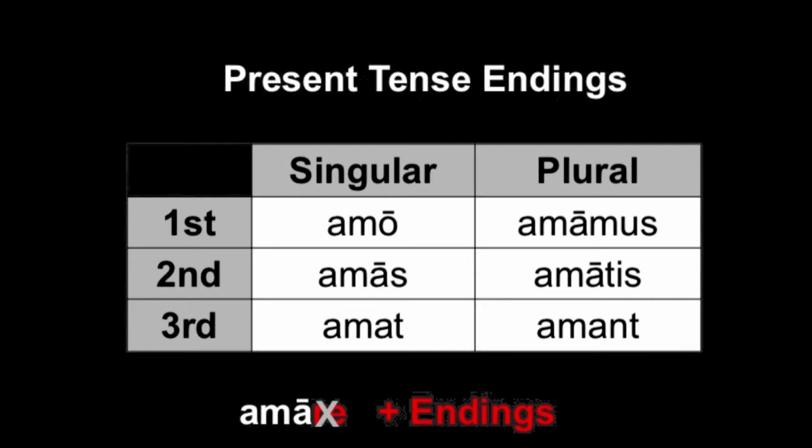Now, when we have a verb like amare, where the stem of the verb, that which comes before the re in the infinitive form, when the stem ends in an a, we call that a first conjugation verb.